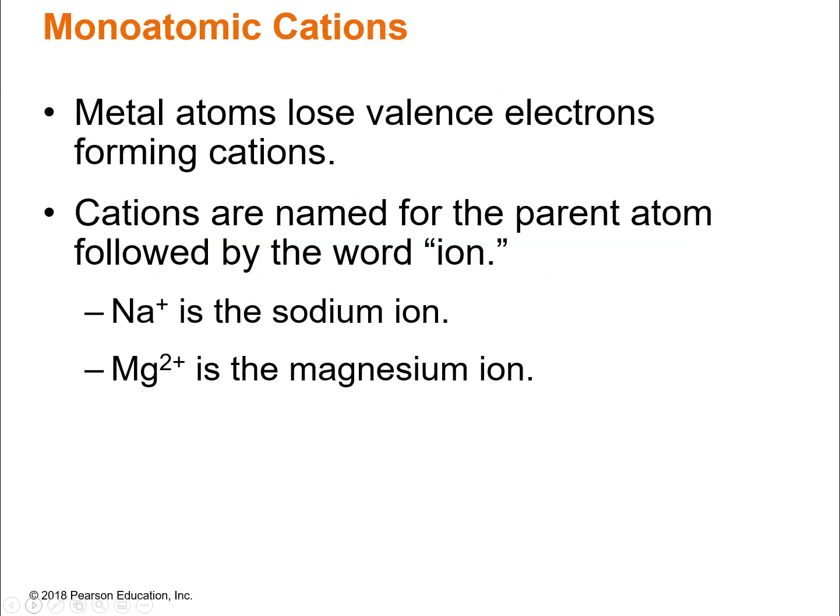We're going to start with the monoatomic cations. At the end of chapter 5, we talked about positive ions and the fact that metals, when they're participating in chemistry, they lose their valence electrons to form a positive ion. Those positive ions are called cations.